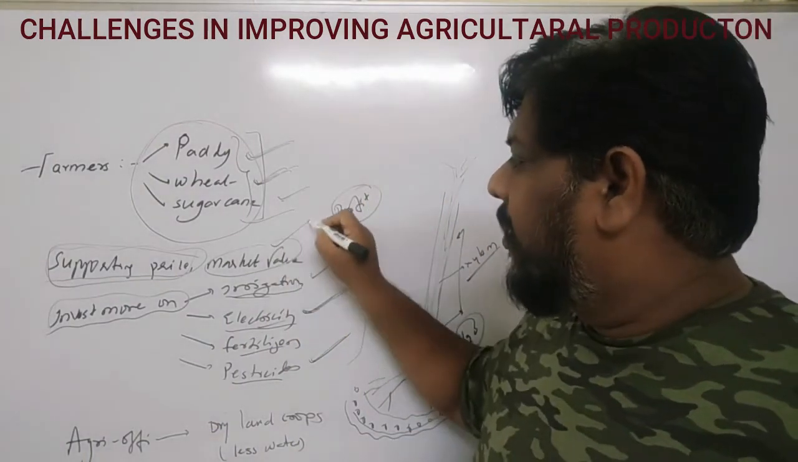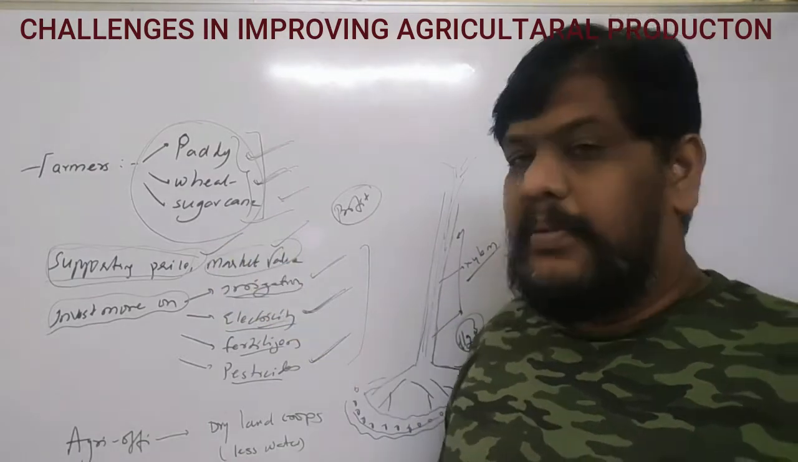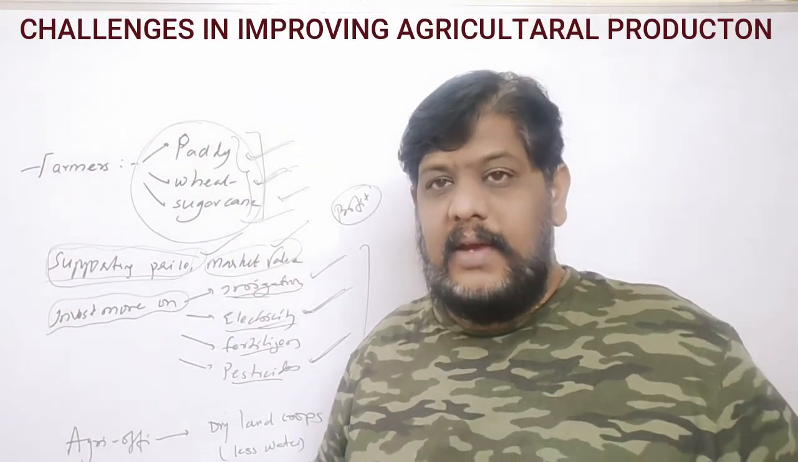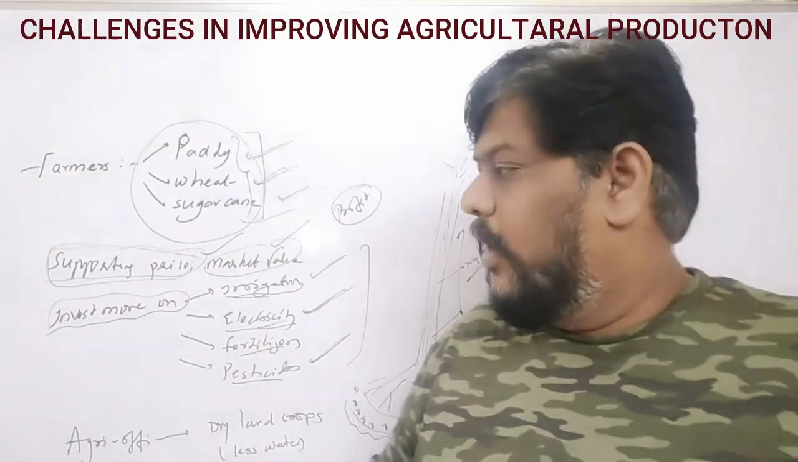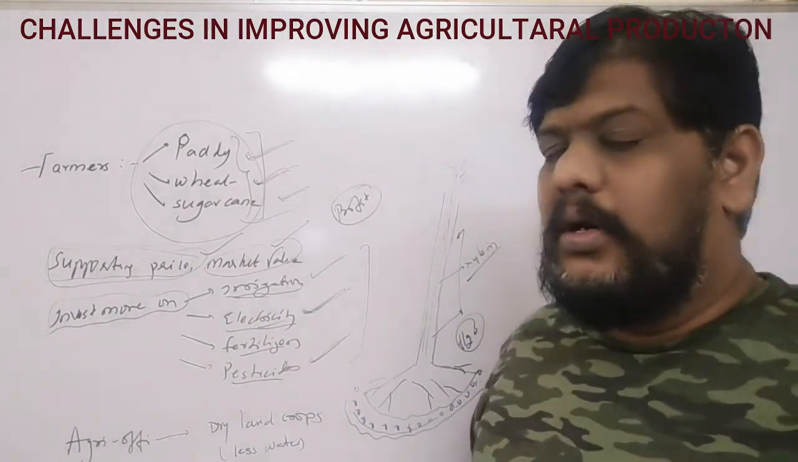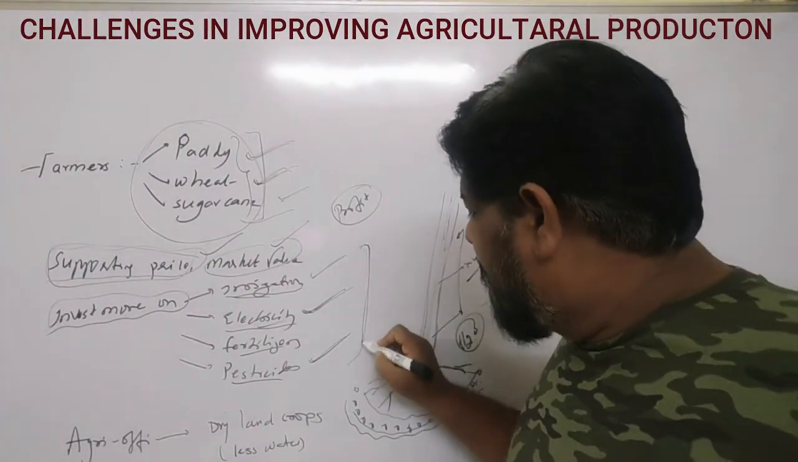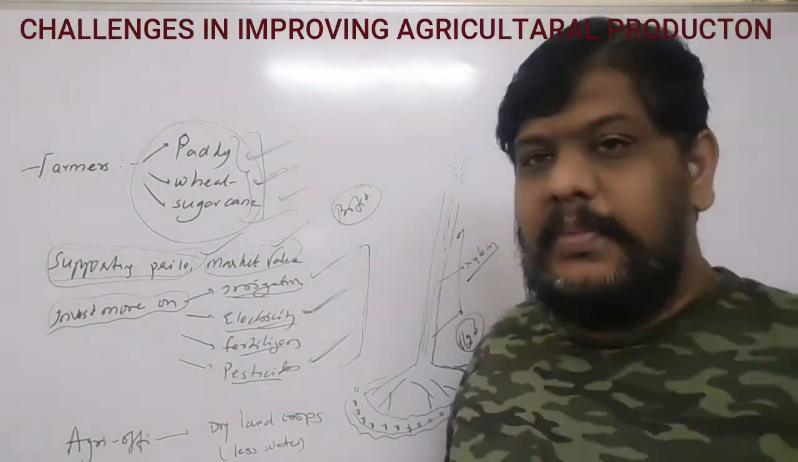Of course, they are getting the market value. Of course, they are getting the supporting price, but the basic thing is that the profit is becoming less. They have to get a very good profit, but now they are not able to get it. So that is how investing is becoming more, whereas profit is becoming less.